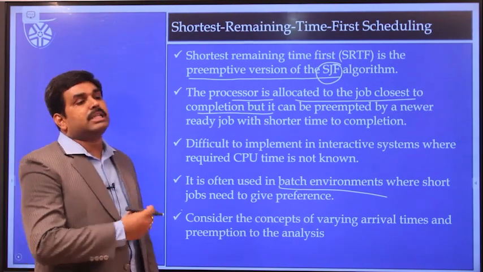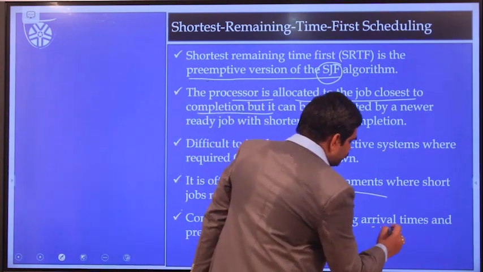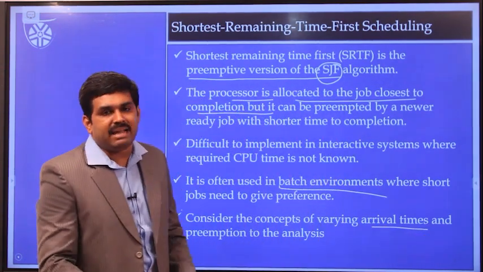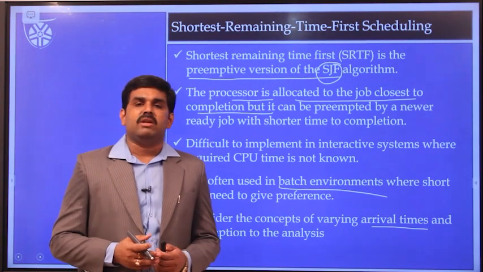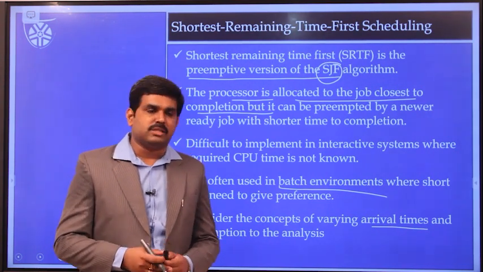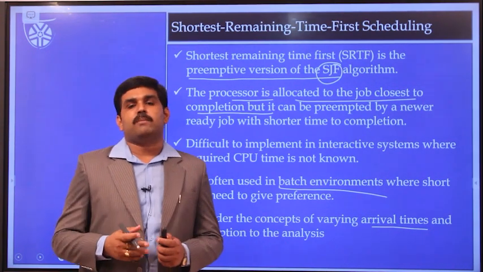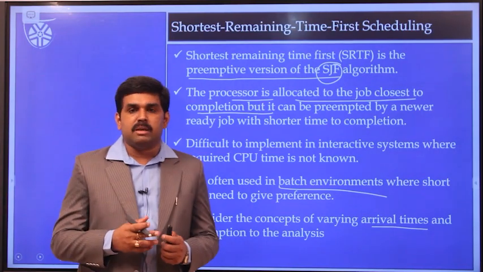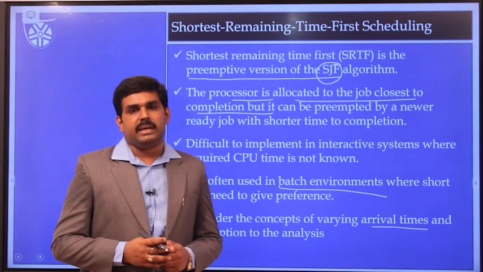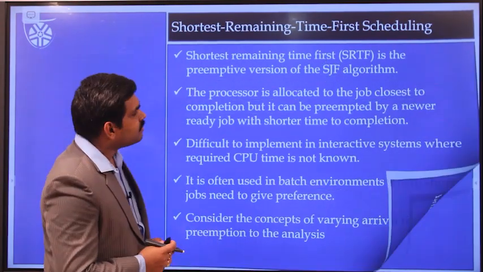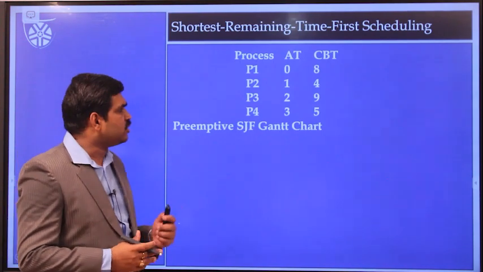This particular algorithm has been developed by considering the arrival times also. The processes arrive into the main memory according to their priorities, and automatically the CPU will be switched from one process to another. According to the priority and the arrival time, the switching of the CPU from one process to another will be carried out in the shortest remaining time first scheduling algorithm. Let us solve some problems on it.